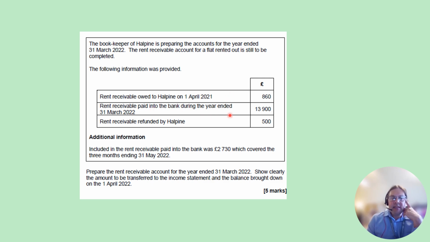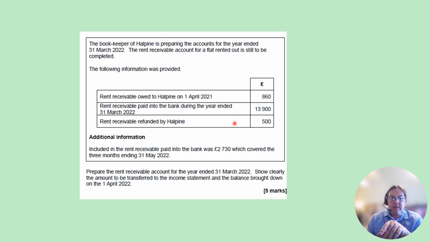Rent receivable paid into the bank is 13,900. Can I just clarify this, that you cannot change the bank figure. You don't change that number, you just put it in the T account, and we make adjustments for accruals and prepayments later. Sometimes students will manipulate the figures. No, the amount that's gone into the bank is the amount that's gone into the bank. So that 13,900 will go on the credit side of the rent receivable account, labeled bank.